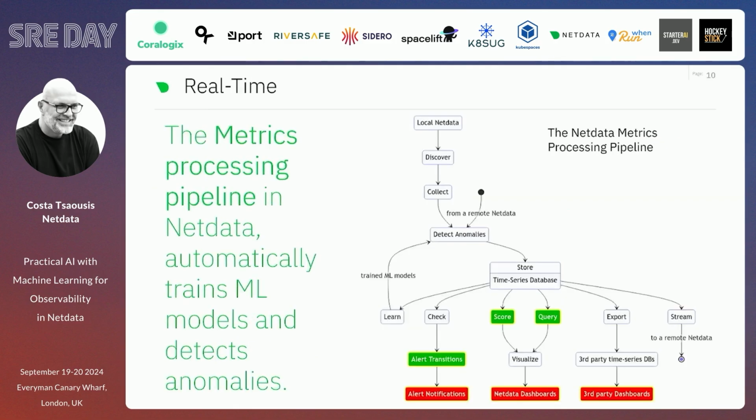This is the metrics processing pipeline in Netdata. As you see, data are coming from here. So it discovers, collects the metrics, etc. It passes through anomaly detection and then it is stored. And when it is stored, then we learn. So this is a continuous loop where we train models and we detect anomalies all the time in real time.